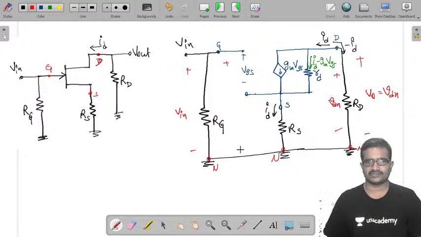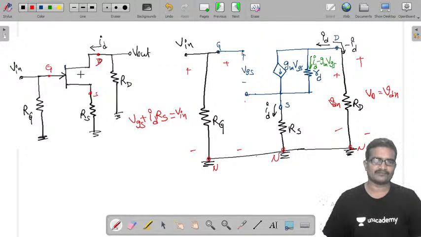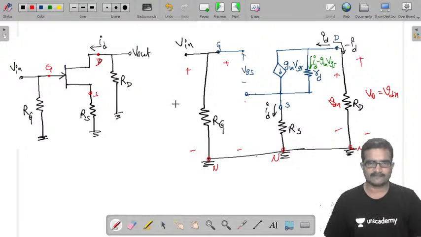Now the voltage between these two is VGS plus ID into RS. I am taking the voltage between these two terminals, which is nothing but the voltage from here to here plus the voltage from here to here, ID into RS. So this is the circuit we have so far. Now I am going to use this circuit to analyze this.